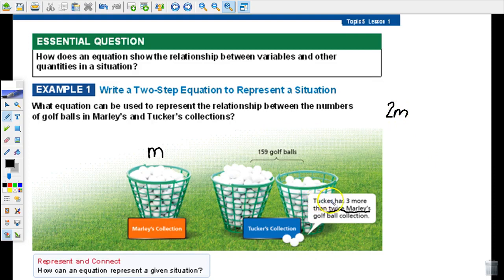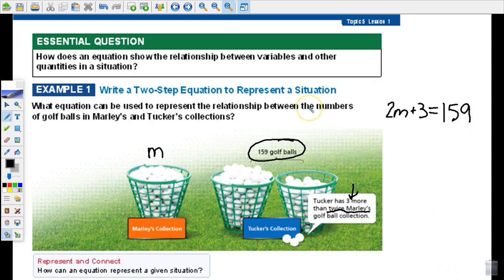And it says Tucker has three more than twice. Three more than would be adding 3 to this. So we get twice Marley's, which is double Marley's, which is times 2, and then 3 more than, add 3. And then all that equals the amount of golf balls that he has. The 3 more is right there. So the amount of golf balls that Tucker has is 159.